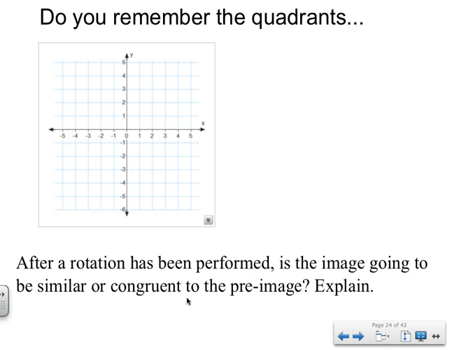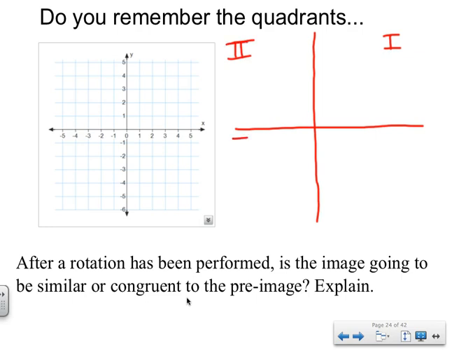Hopefully from middle school or algebra, you've got a coordinate grid, and this is the first quadrant with the Roman numeral, and it actually goes counterclockwise, and here is the second quadrant. The third quadrant is right below it with the Roman numeral of a 3, and then the fourth quadrant is an IV.